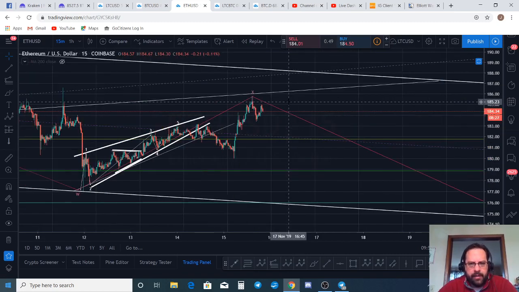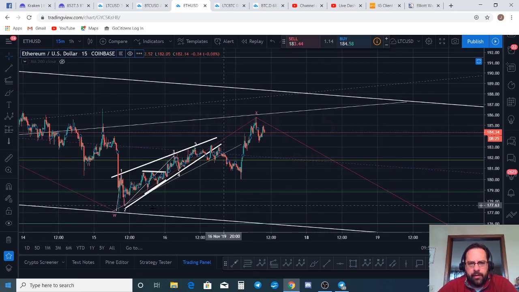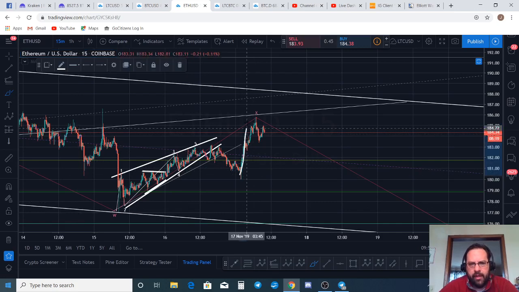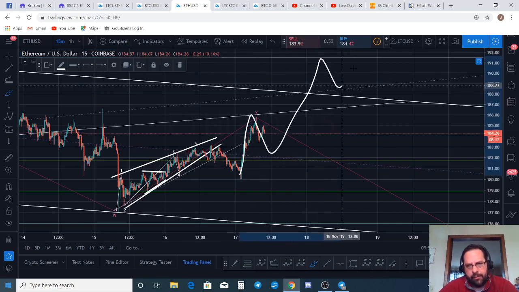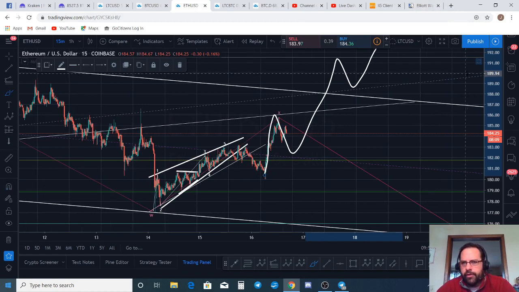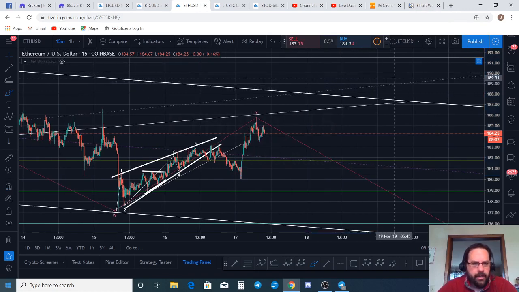Let's talk about the bear scenario, where that's a leading diagonal. We've got a two wave, and then we're going to head on up again. That structure is very difficult, but we'd get something like this, and we'd be breaking out to the upside. I don't know how far that would go, but keep in mind we would be heading up into near the $200 range.